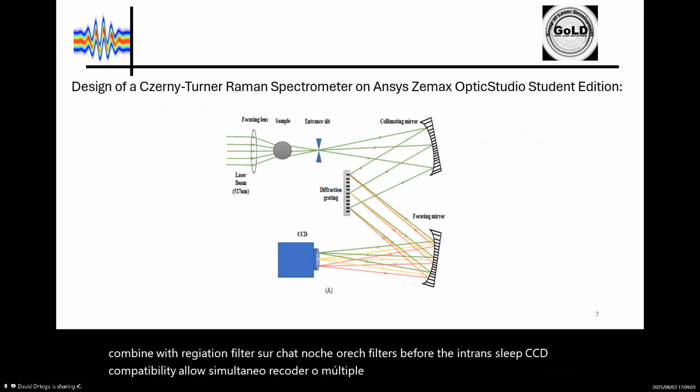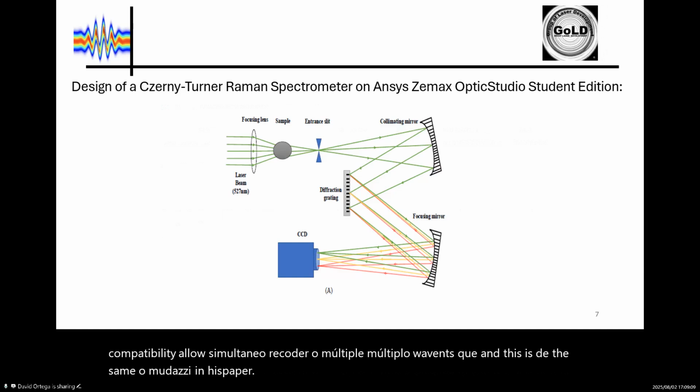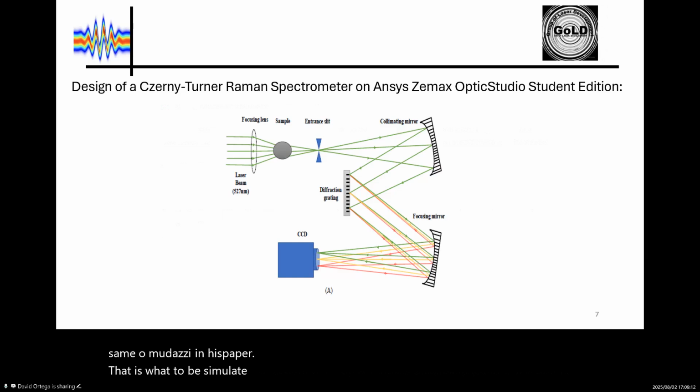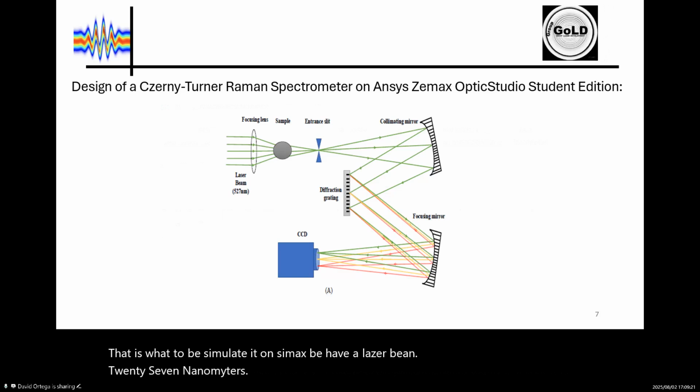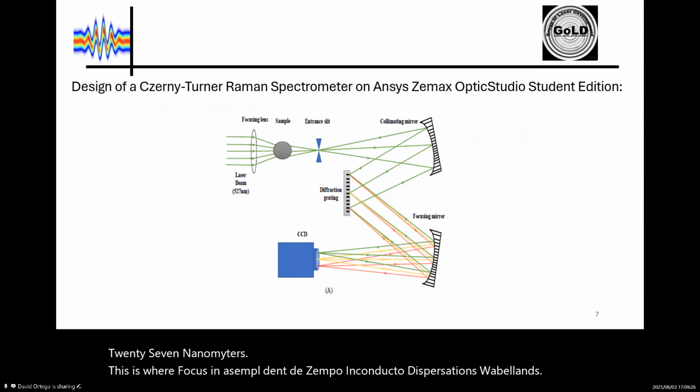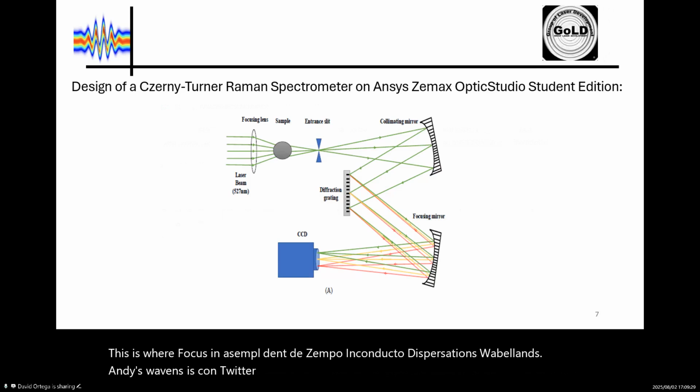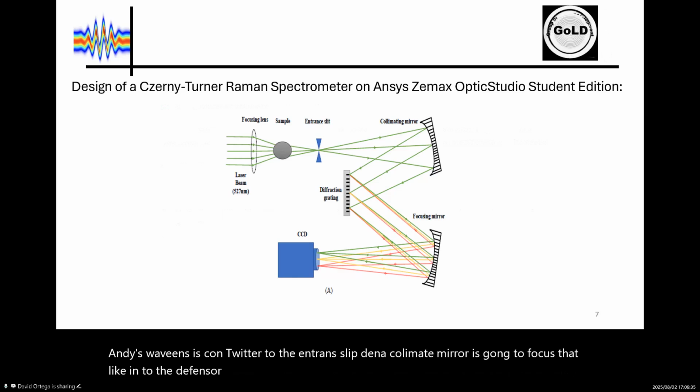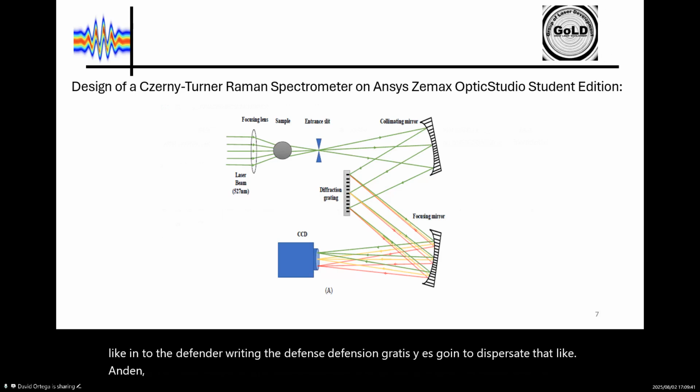And this is the design of Mudassir in his paper that is going to be simulated in Zemax. They have a laser beam of 527 nanometers. It's going to focus on a sample, then the sample is going to scatter some wavelengths, and this light is going to enter the entrance slit. Then a collimating mirror is going to send that light to the diffraction grating. The diffraction grating is going to disperse that light, and then another focusing mirror is going to put that light onto the CCD device.